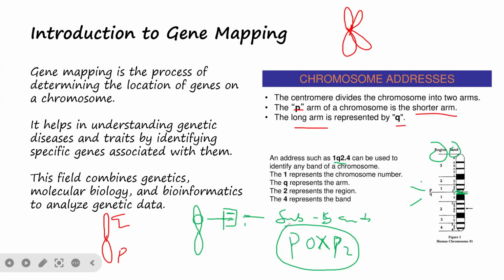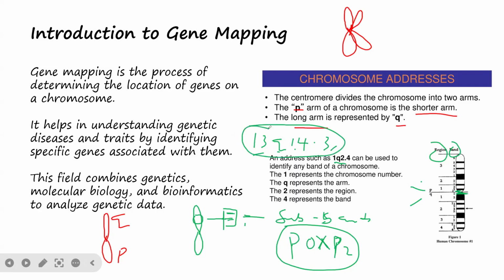Let me also give another example. Let's say we have an address like this, 13q14.3. 13 stands for chromosome 13, q stands for the long arm, the 1 stands for region 1, the 4 stands for band 4, while the 3 stands for sub-band 3. So this is how you give an address to a gene.